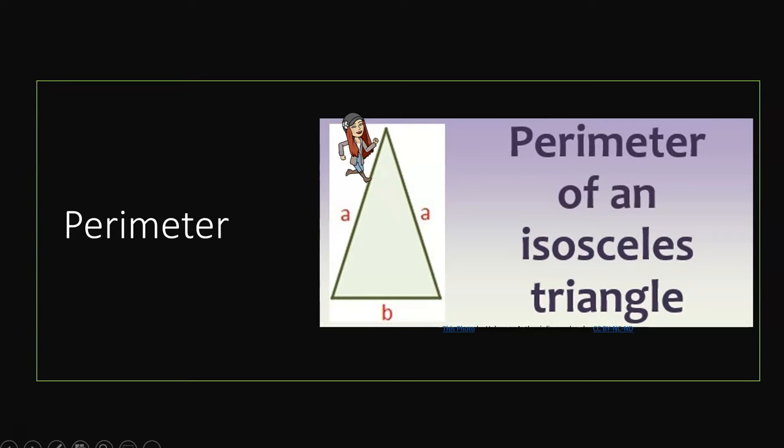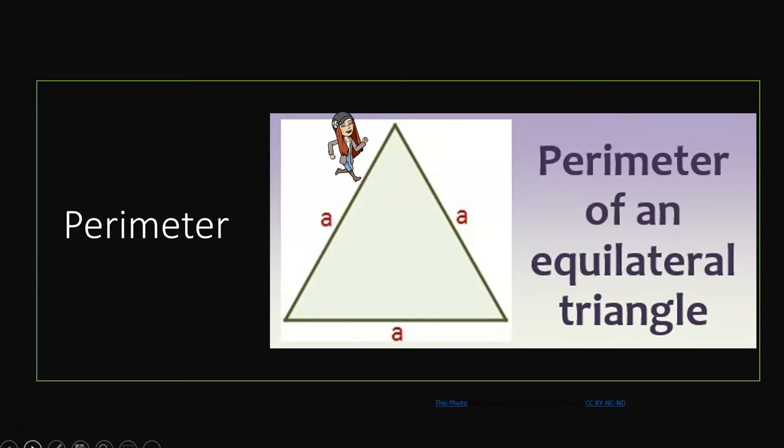So that shape that I was running around just now in miles is actually an isosceles triangle, and if you think about it, the perimeter of an isosceles triangle would be 2A, because 2 lengths of the side plus B. If we had an equilateral triangle, then it would be P equals 3A, because the sides are all equal.